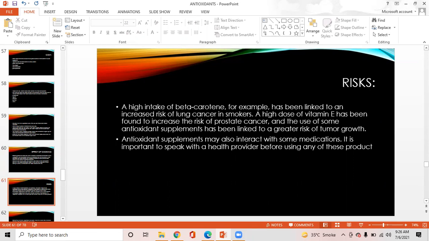smokers. A high dose of vitamin E has been found to increase the risk of prostate cancer, and the use of some antioxidant supplementation has been linked to a greater risk of tumor growth. Antioxidant supplements may also interact with some medication. It is important to speak with a health provider before using any of these products.